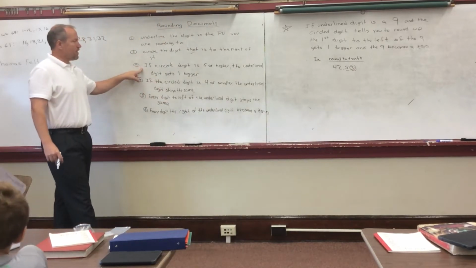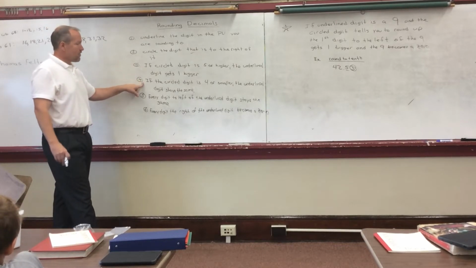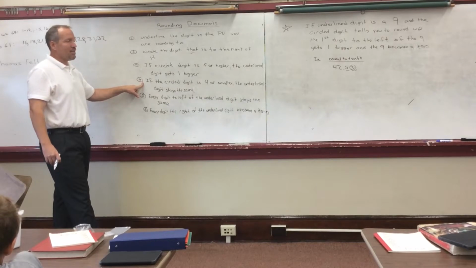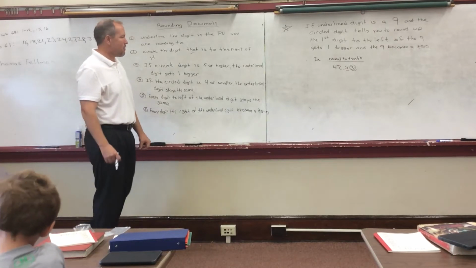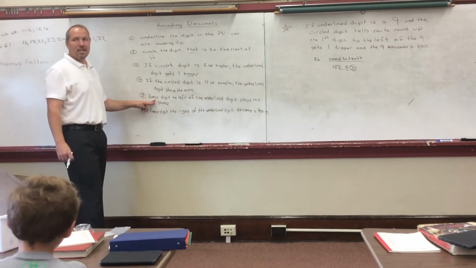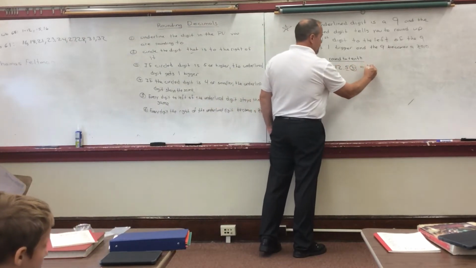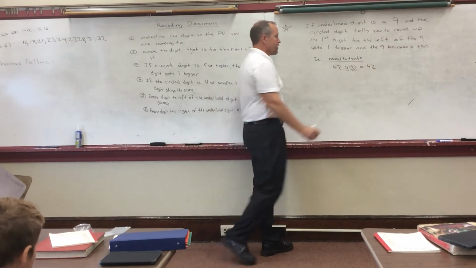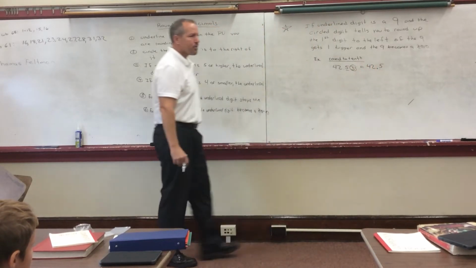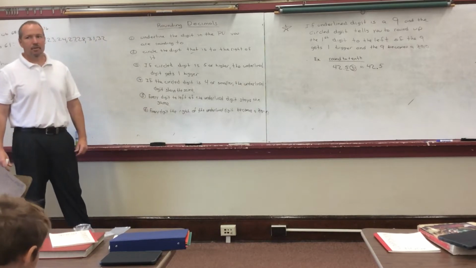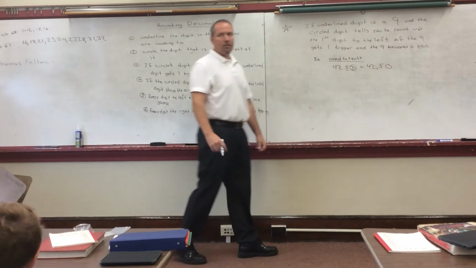Now, it says if the digit is 5 or higher, the underlined digit gets 1 bigger. That's not 5 or higher. If the circled digit is 4 or smaller, the underlined digit stays the same. The circled digit is 4 or lower, so that means that the 5 is going to stay the same. Then, every digit to the left of the underlined number stays the same, so the 4 and the 2 are going to stay the same. The 3 tells the 5 to stay the same as well. And then every digit to the right becomes a 0, so that 3 would become a 0.